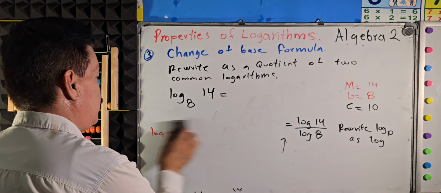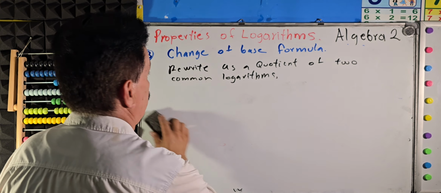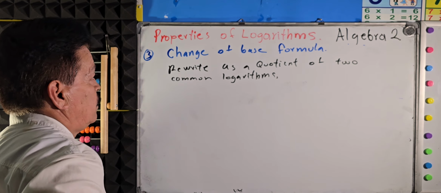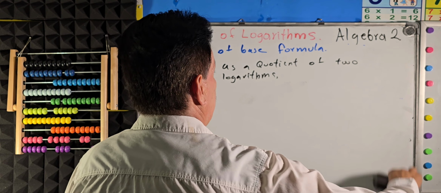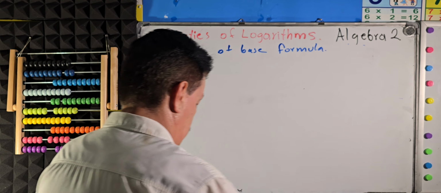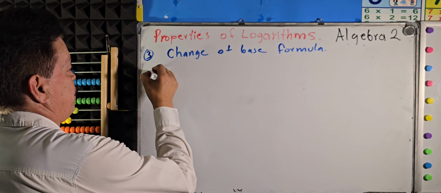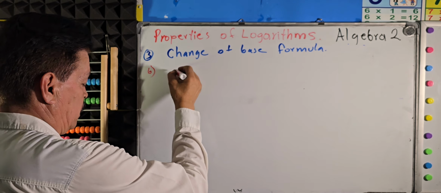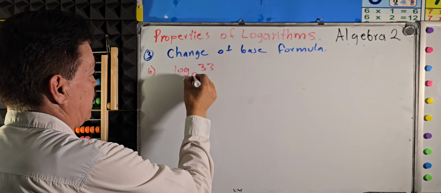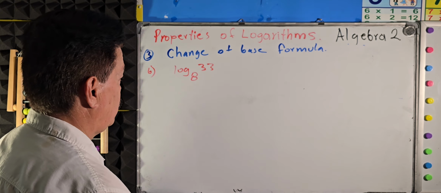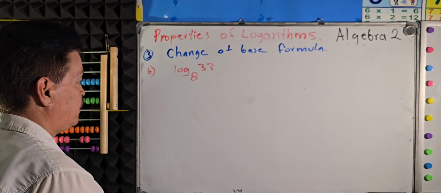Okay, this is very easy. So, change of base formula. Let's do another problem. It's very simple. Okay, let me write this problem. This is problem number 2: log of 33 with the base 8. Okay, I will write the step right here.